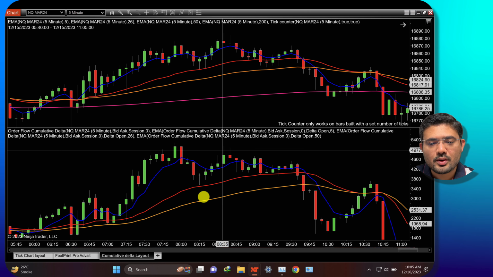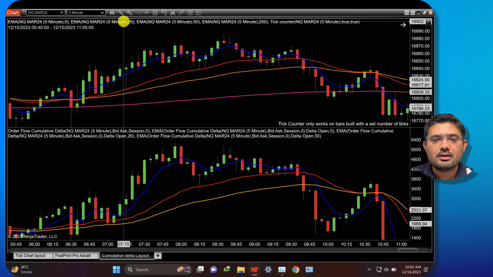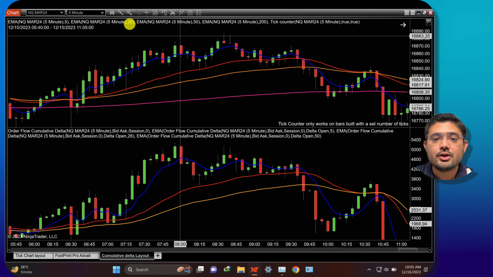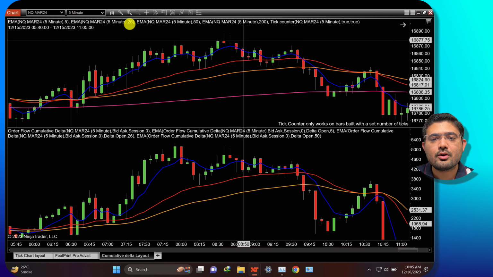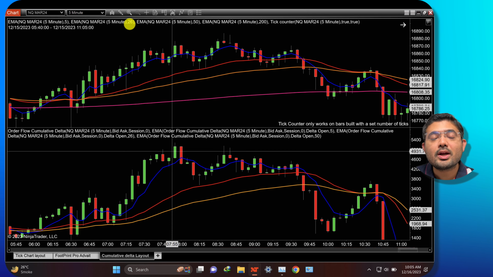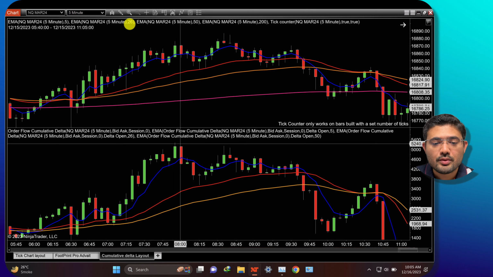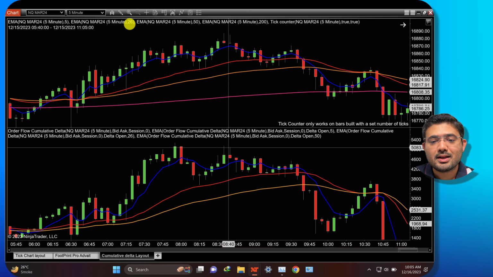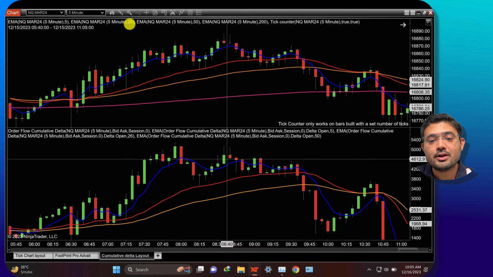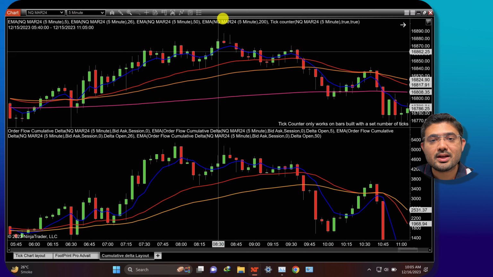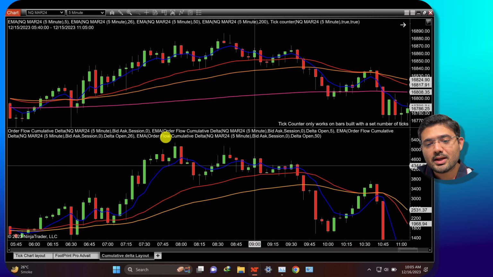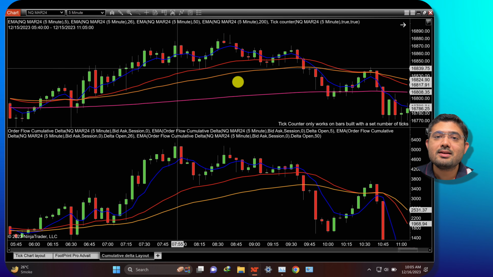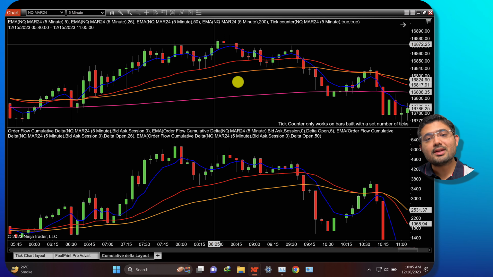But as you can see over here around 840, the price did make a new high. So over here a new high, over here a new high. But look at what is happening in the delta. Over here delta made a new high, but it failed to make a new high over here when the price was making a new high. So delta is making lower highs and the price is making higher highs. So this is a classic case of divergence.